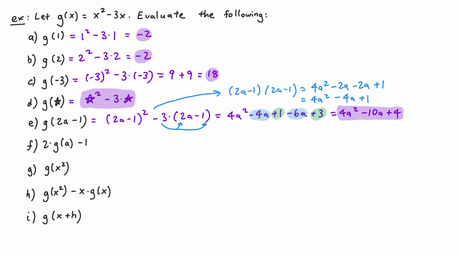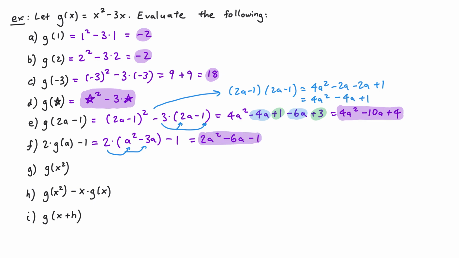So we're going to get 2 times, now g of a means that we're going to take x squared minus 3x here and replace the x's with a's. So this is 2 times a squared minus 3a, and then subtract 1. To simplify this, we'll distribute the 2. This gives us 2a squared minus 6a minus 1. And that's our final answer.